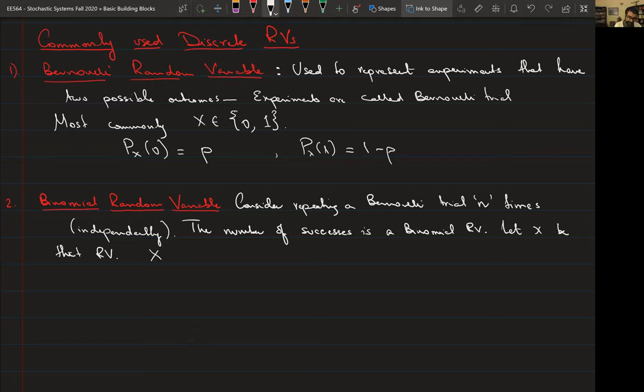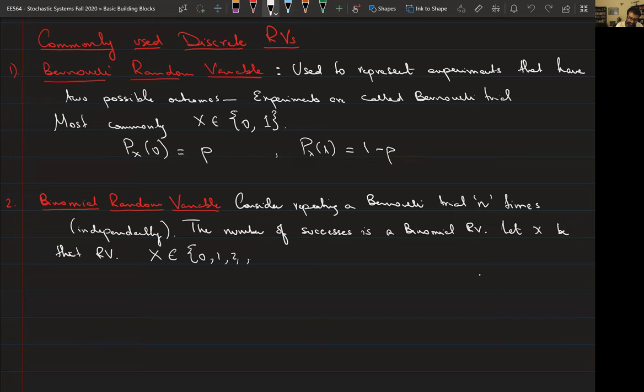Right. So x is an element of this set. It starts from zero. It's an integer set, right? It's either a zero or a one or a two all the way up to n. Okay, so this is 0, 1, 2, all the way up to n. Right? So these are the values that the random variable can take.